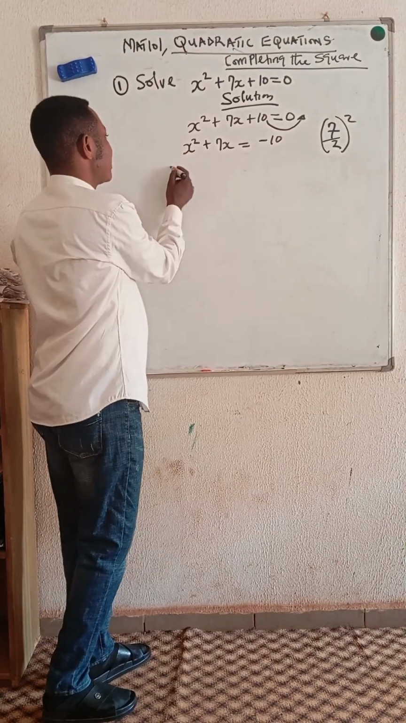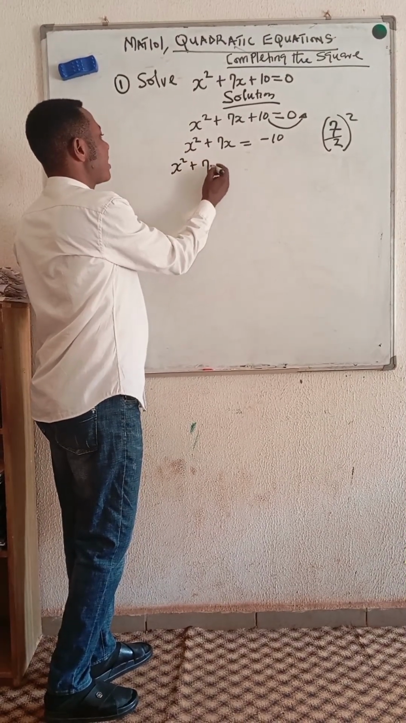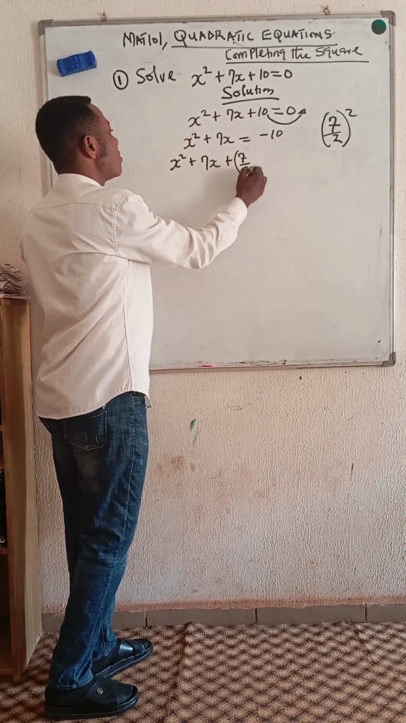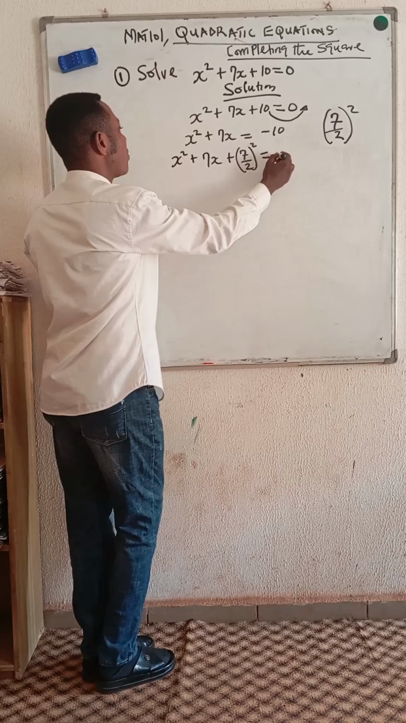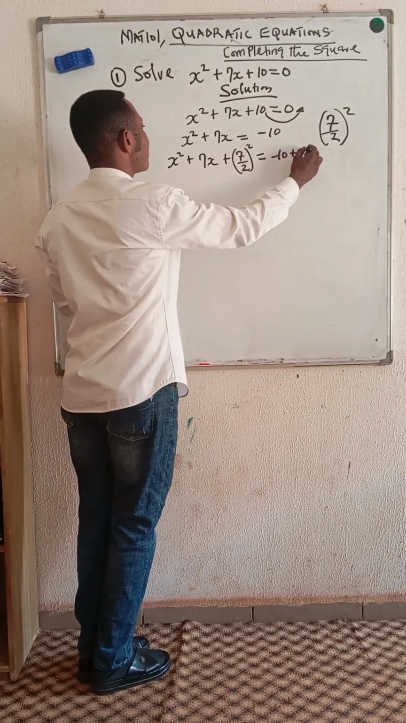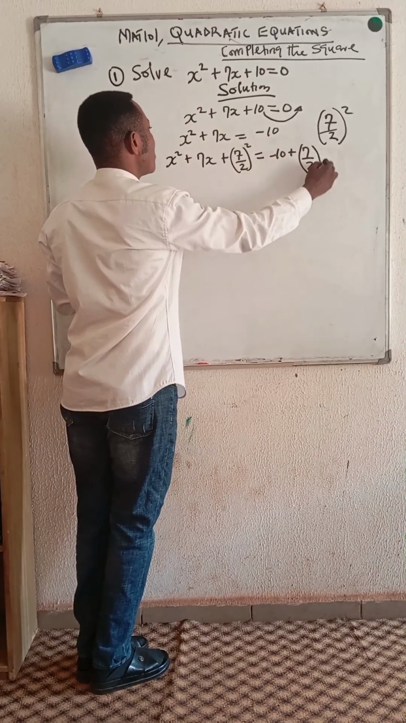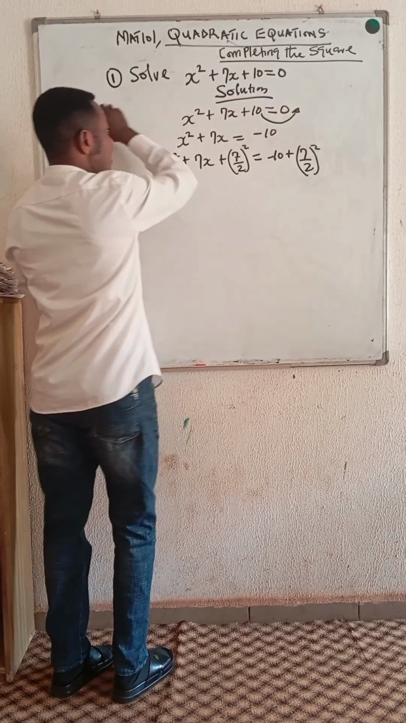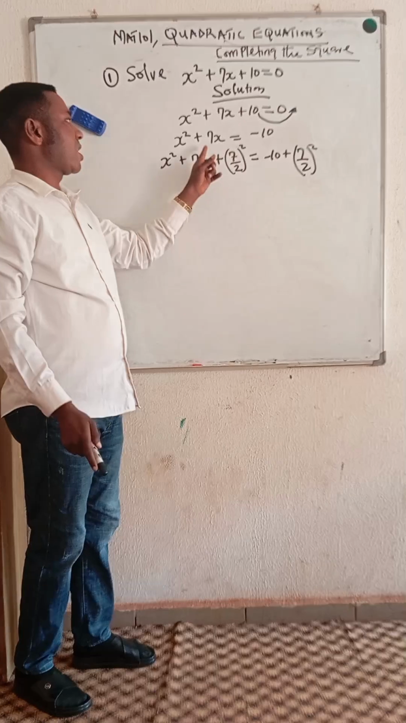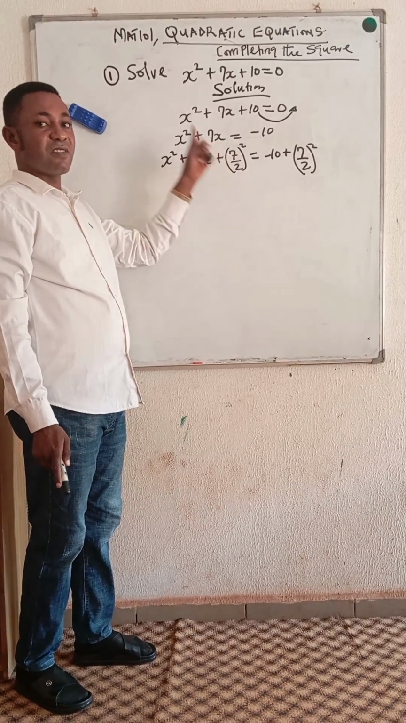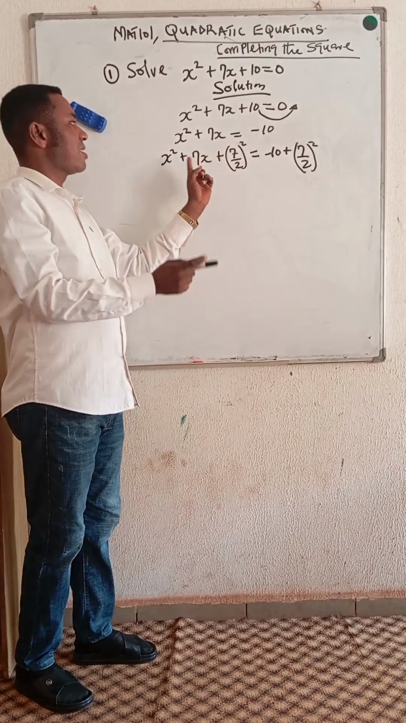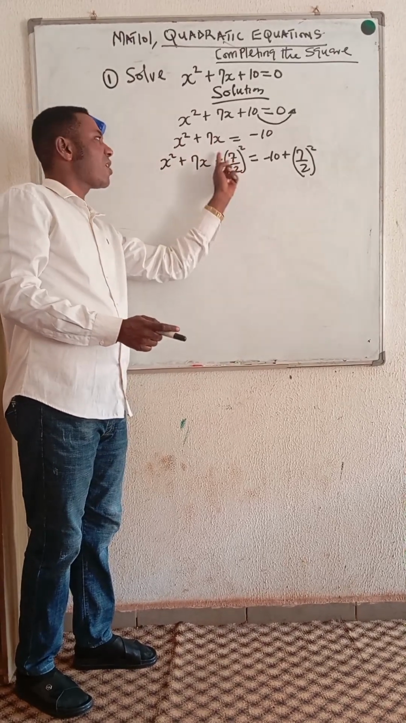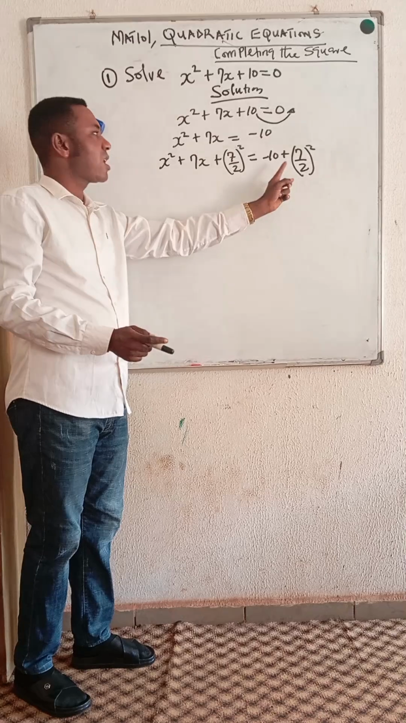So let's go now. This is x squared plus 7x, plus 7 all over 2 squared, is equal to minus 10 plus 7 all over 2 squared. Permit me to remove that so that I will not be confused. I took 7 divided by 2, squared it, and added it to both sides. That is why we have x squared plus 7x plus 7 over 2 squared equal to minus 10 plus 7 over 2 squared.